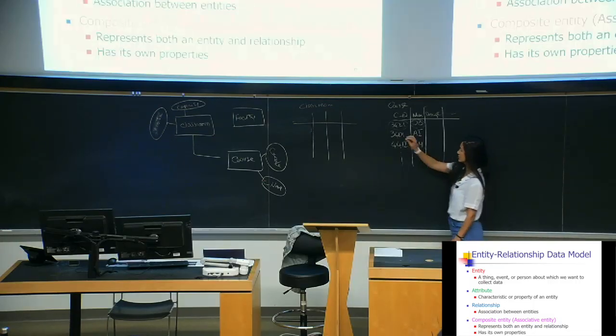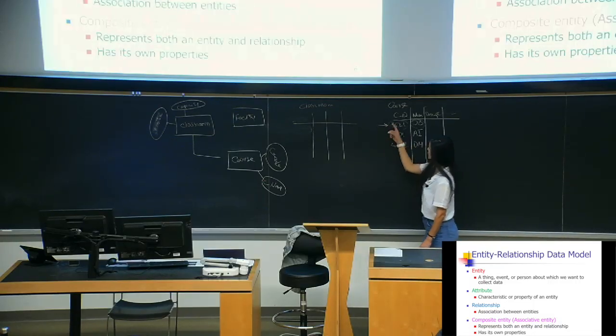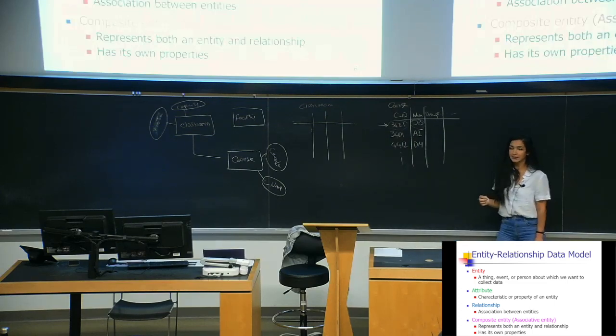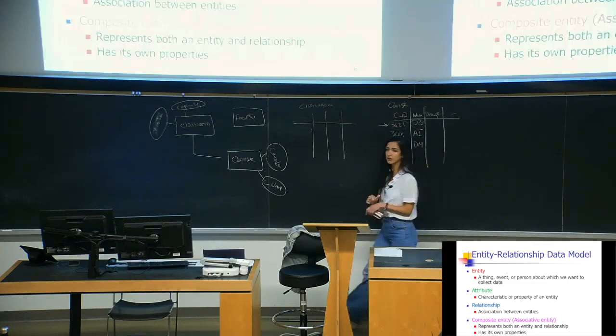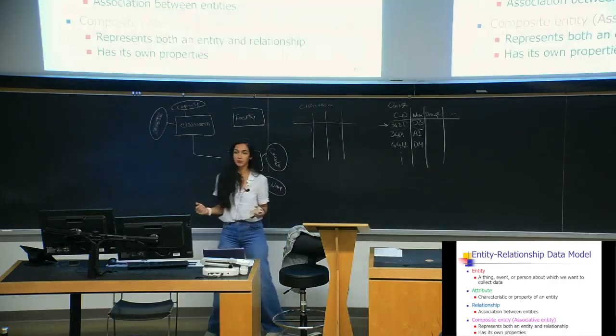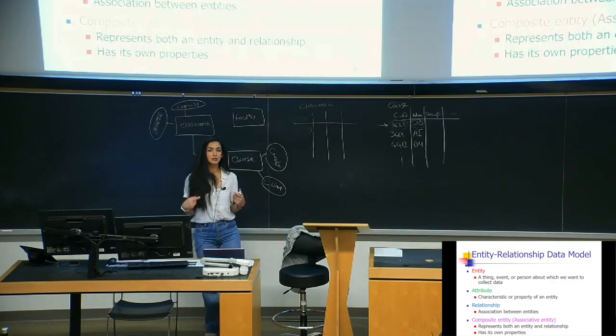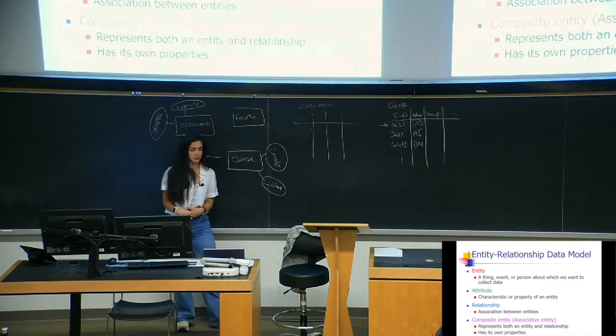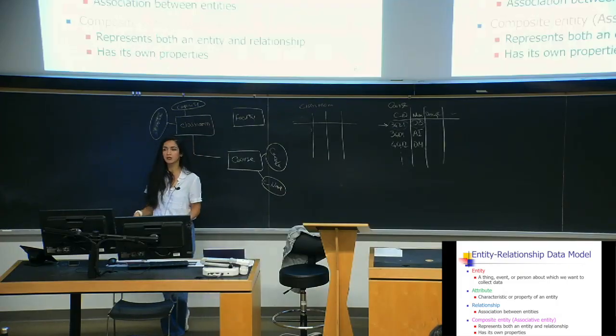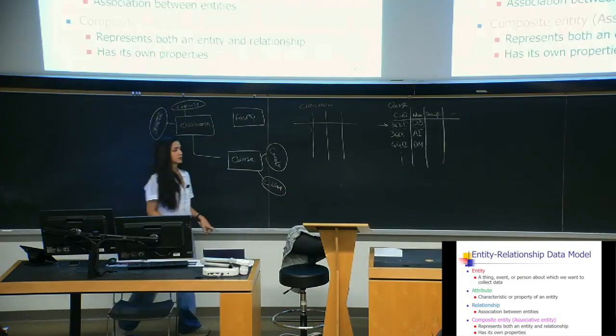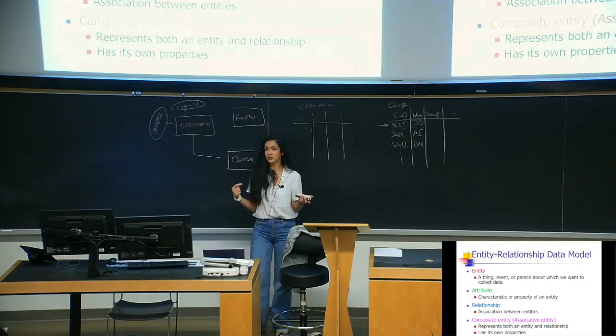So each row should be unique, and that's why each table should have a primary key. The primary key is a unique identifier for your table. Okay. So what could be the primary key in the course table? We said primary key is a unique identifier.